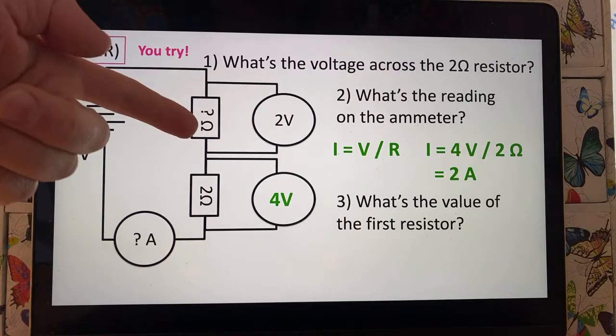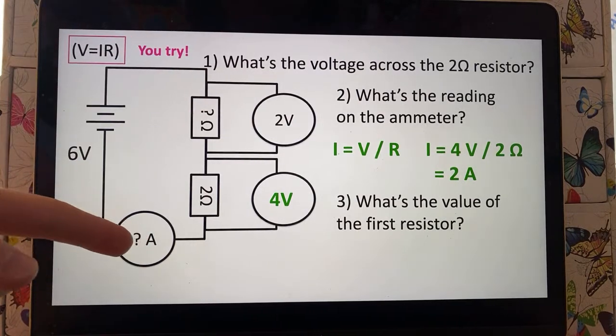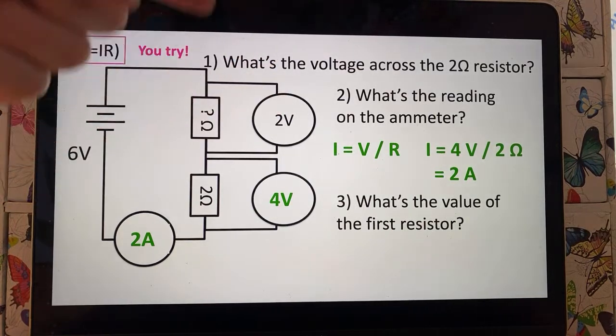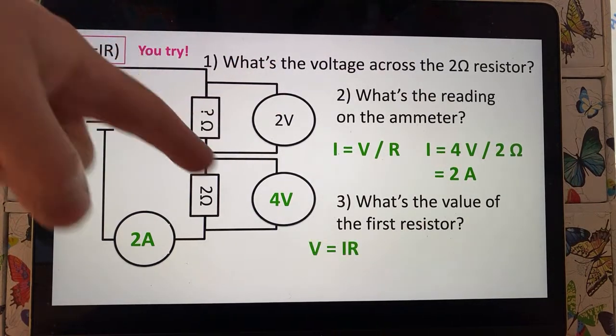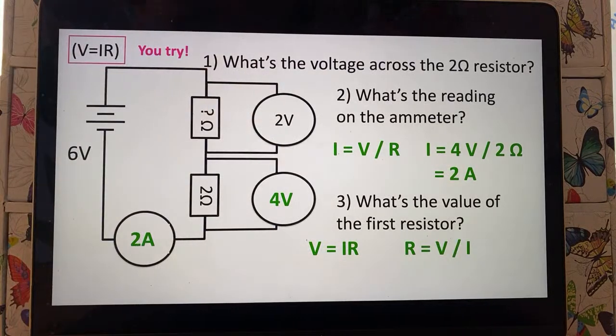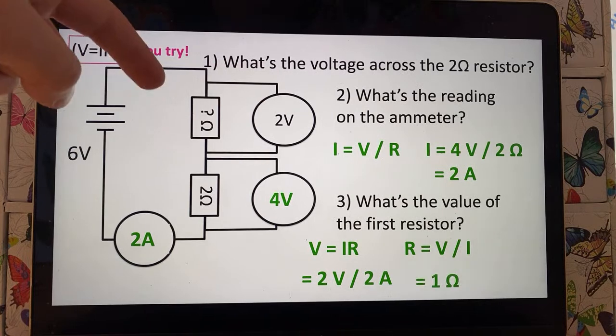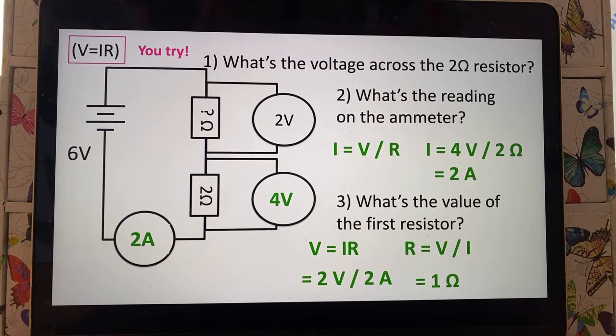And the value of the first resistor, well, now you know the current flowing through the first resistor, and you know the voltage across it. It's all come together. So resistance is voltage divided by current. So you do 2 volts divided by 2 amps, and you get 1 ohm. Splendid stuff.